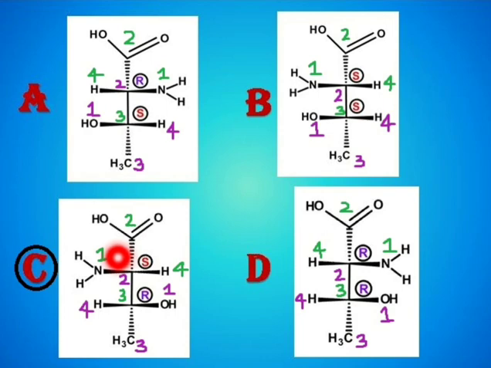Let us see option C. Here again I have done the same thing from 1 to 2 to 3. You can see it is clockwise, with the fourth priority group on the wedge, so the absolute configuration is S and not R. Similarly for the third carbon I have done the same exercise. From 1 to 2 to 3 it is anti-clockwise or counterclockwise, so the configuration is R. So this is 2S and 3R, which was asked in the question. So this is your correct answer. C is the correct answer for this question.